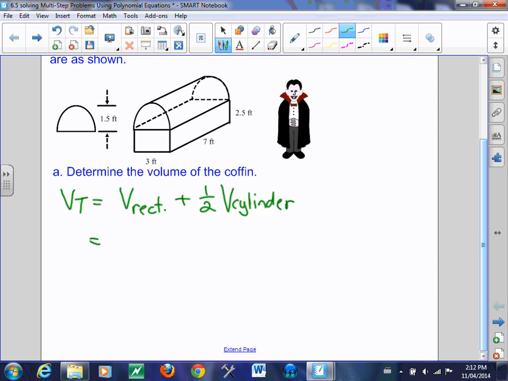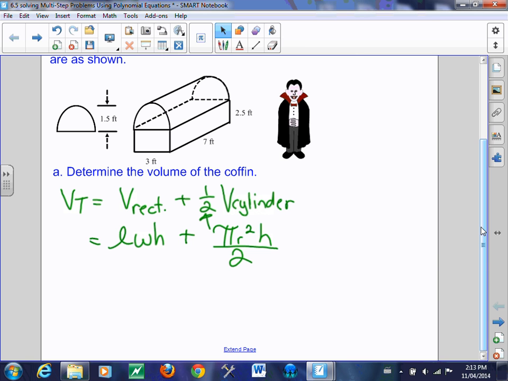Okay. Now what we're going to do is figure out the dimensions of the rectangle. So what do we know the formula of the rectangle is? Look on your formula sheet. It's length times width times height, plus the volume of a cylinder is pi r squared h. But don't forget we've got to divide by 2 because of that fraction.